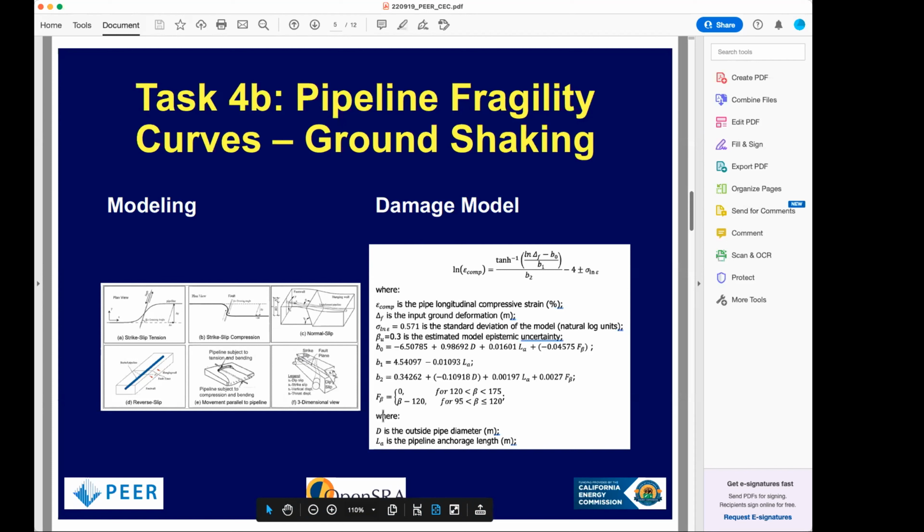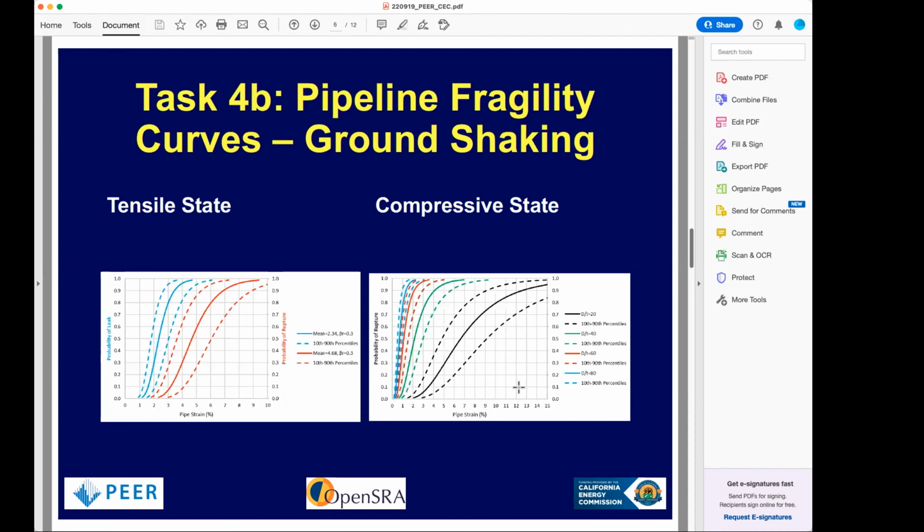For this one, we're just inputting the outside pipe diameter and then your pipeline anchorage length. So, over what length of pipeline can it actually deform when you have the strike slip earthquake going through it. And then it gives you a mean and a standard deviation and epistemic uncertainty on the strain in that component. So I'm not going to show you all these different models. They're all in the reports and available there if you want to look at them.